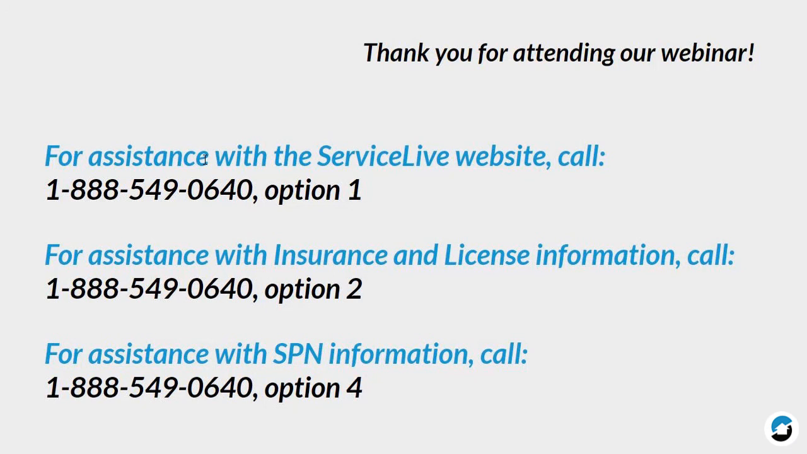For assistance with insurance and license information, whether it is information you supplied to us, need to give us, or general questions about requirements for insurance, licensing, or background check information, call 1-888-549-0640, option 2. For assistance with SPN information, including any SPN invitations you receive, the status of SPNs you've joined, or questions, concerns, or updates to your ServiceLive profile, call 1-888-549-0640, option 4.